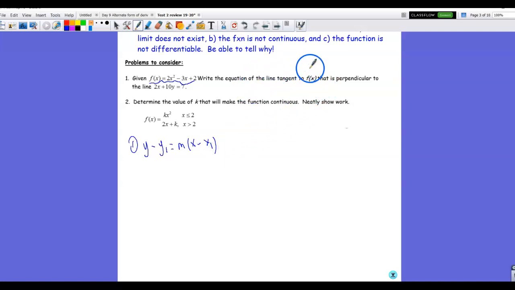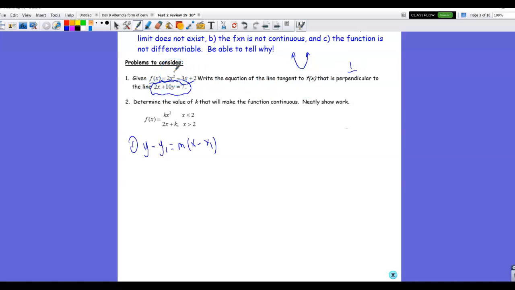So I want my line to be tangent to the parabola, and I'm thinking back over here, I see that parabola with a positive a value, so I have a parabola opening upwards. And I want a line tangent to that graph. So I don't know where the line's going to be, but my line that I'm going to create is also perpendicular to a given line, 2x plus 10y equal to 7.